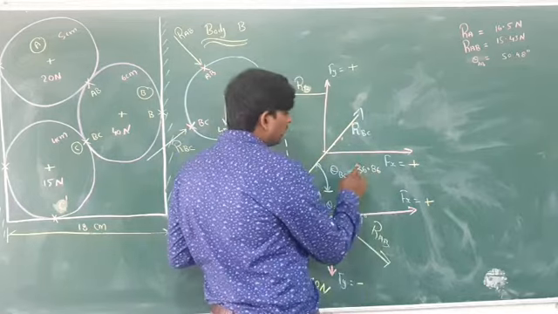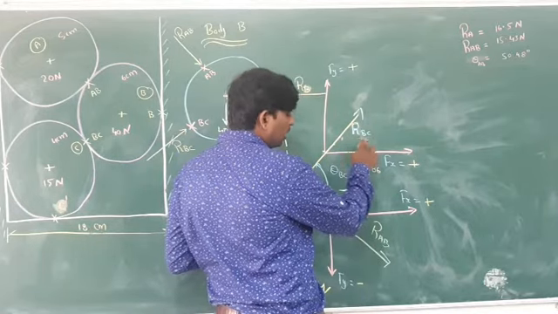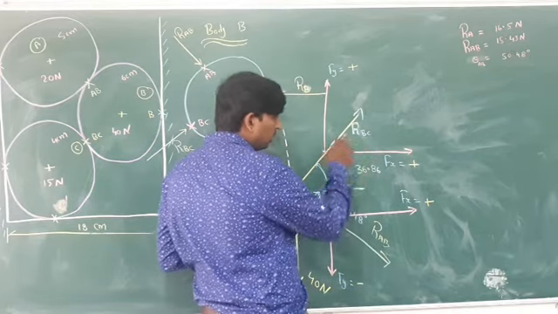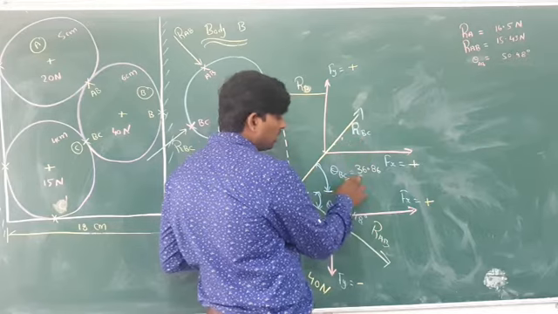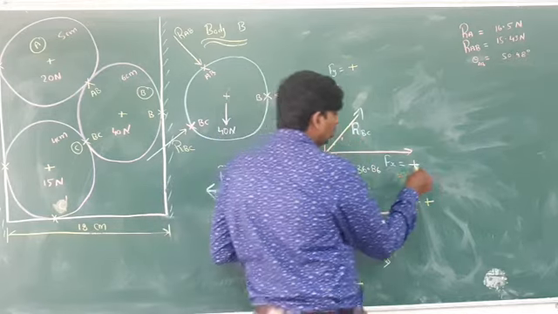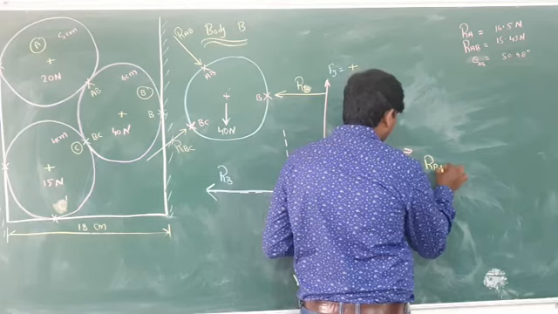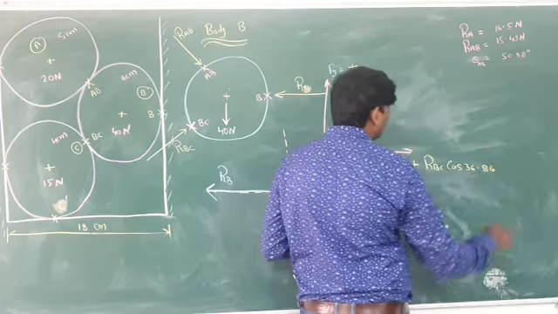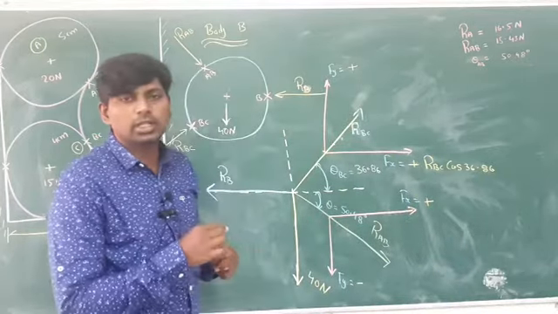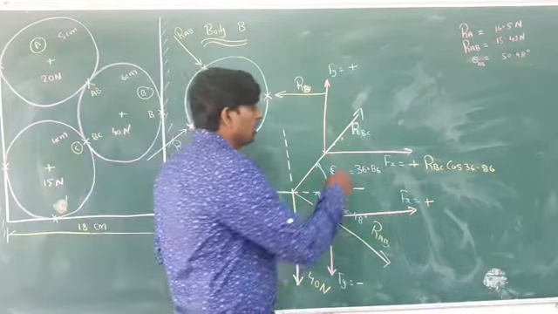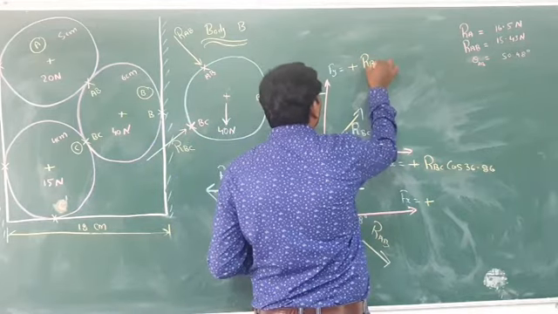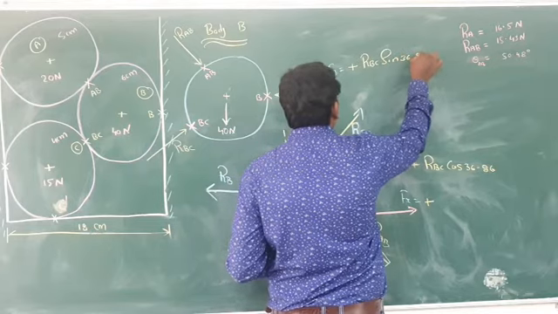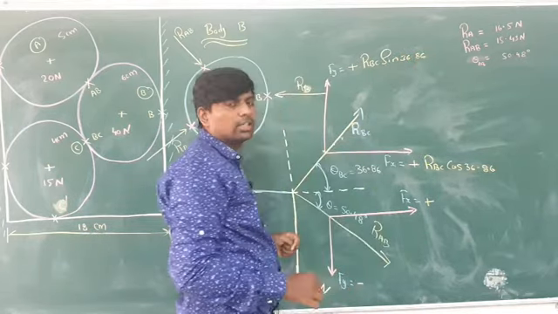See here, how much force is there? RBC. In place of RA also you can write, but first I will write RBC. Theta is equal to 36.86. So here you have to write RBC cos 36.86. And here vertical is there, so you have to write RBC sin 36.86.